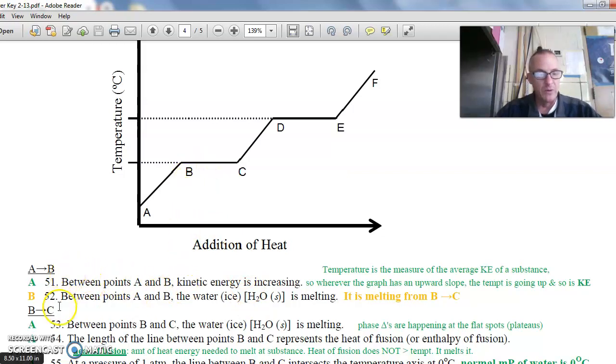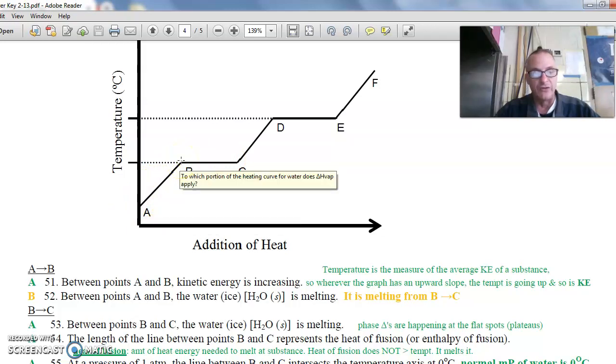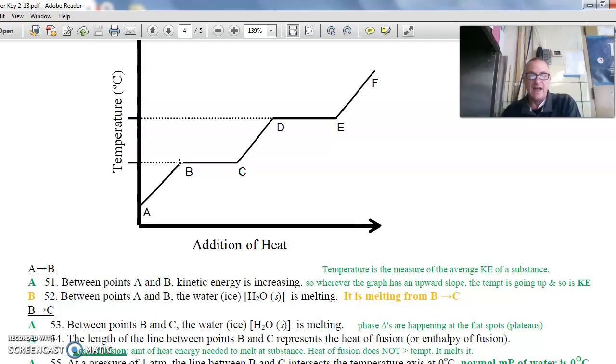All right, now we're looking between points B and C. Between point B, which is right here, and C, which is right here, it's melting. That is the truth. Phase changes are happening at this flat spot. Why does the graph flatten out right there? A to B, once again, is making the molecules move faster, faster, faster. When the molecules get to point B, they are now moving so fast that they cannot stay together in that solid pattern. So we've got to finally overcome that intermolecular force that's holding them there.